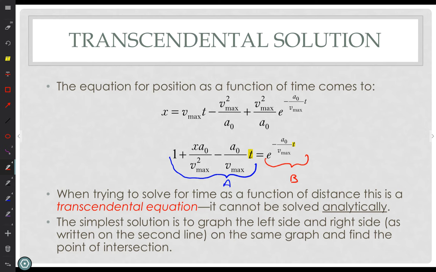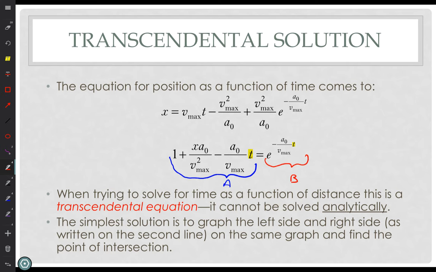Now notice, because of the equal sign, they have to have the same units. In this case, the units are unity. There are no units on either side. And I am going to make a spreadsheet or a computer program that calculates A as a function of time and B as a function of time, and then find the time when the two are equal. So I did just that.